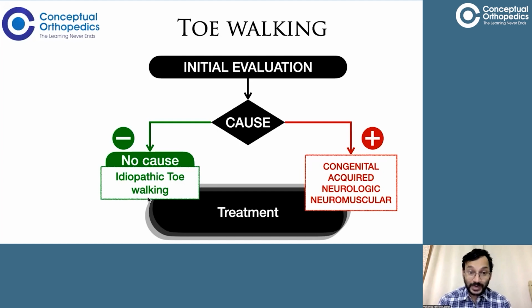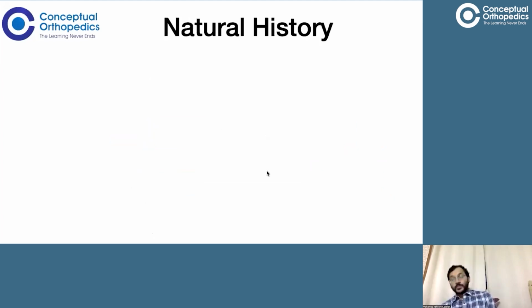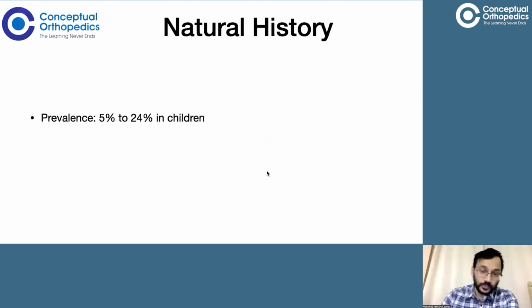Now, irrespective of whether it's idiopathic toe walking or toe walking due to any other reason, the treatment would be more or less the same. Okay, so in the end, we come to the treatment. So what does the natural history tell us? About 5 to 25% of children suffer from idiopathic toe walking, and this is all the children, healthy, unhealthy, all of them.